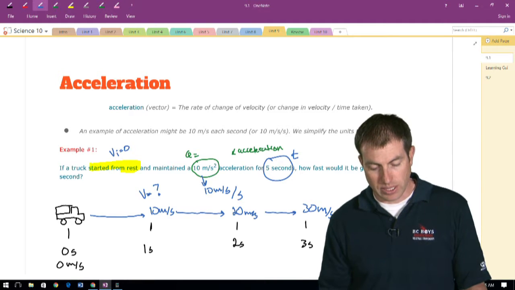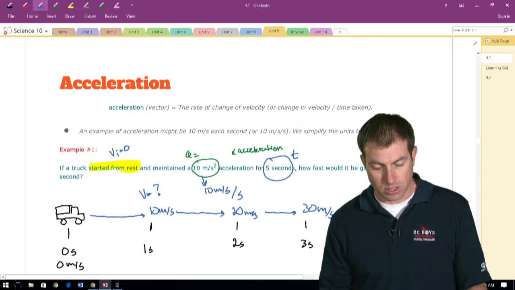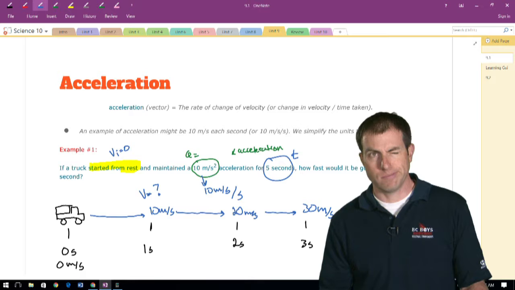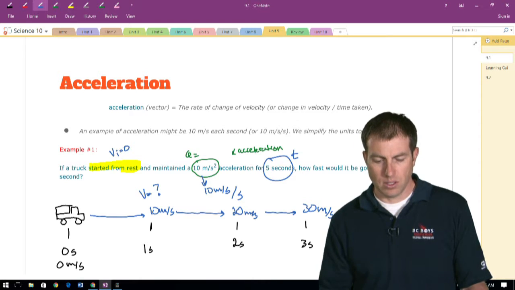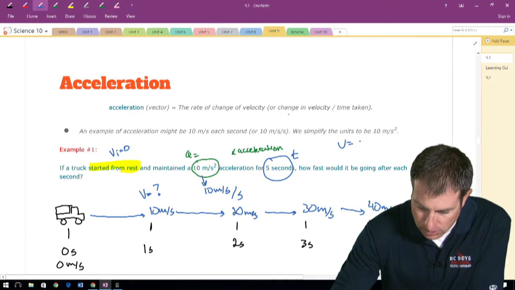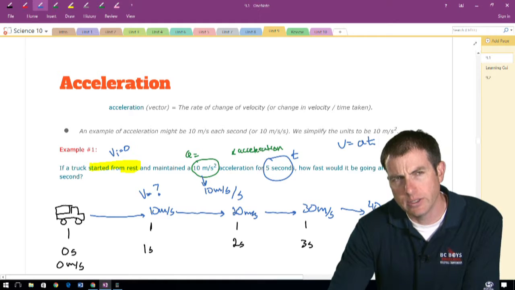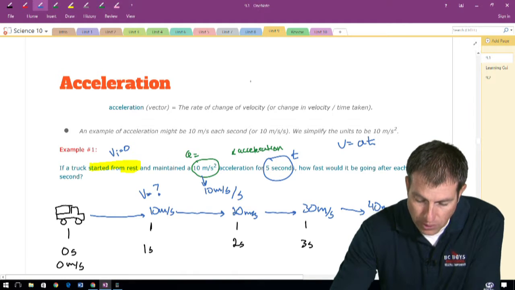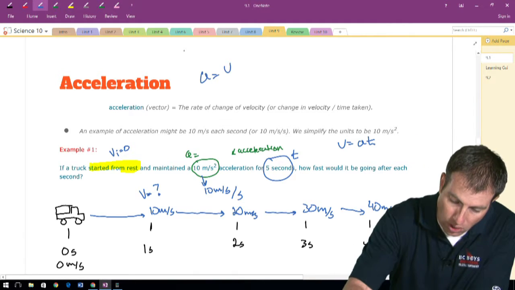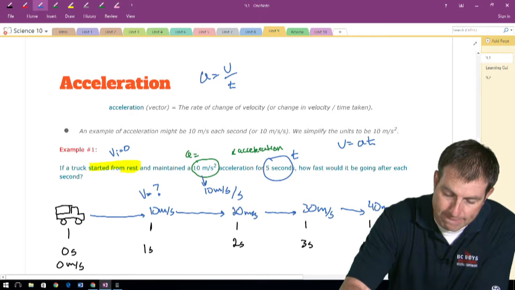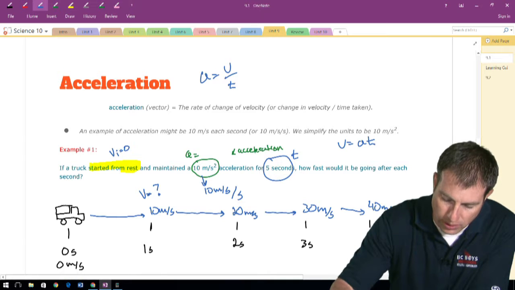Or at the end of the 5 seconds, and that would look like velocity is acceleration times time. Yes, AT is VF, velocity is acceleration times time. Your A and your T shouldn't be together there, Josh, because if you have, I'll just write up top, if you have acceleration as velocity divided by time, I guess you could, yes.